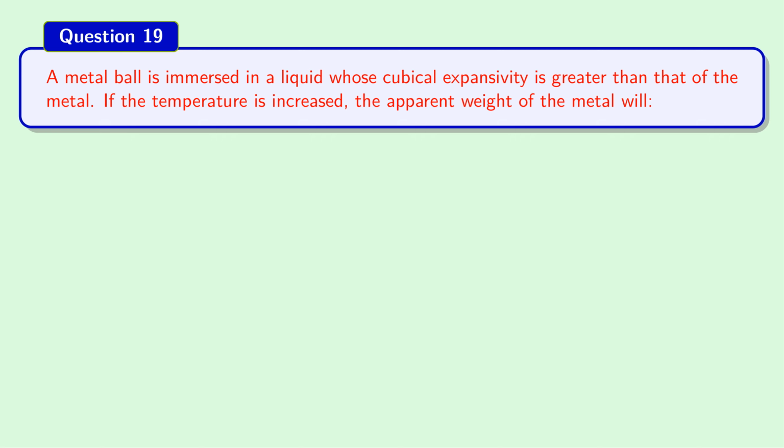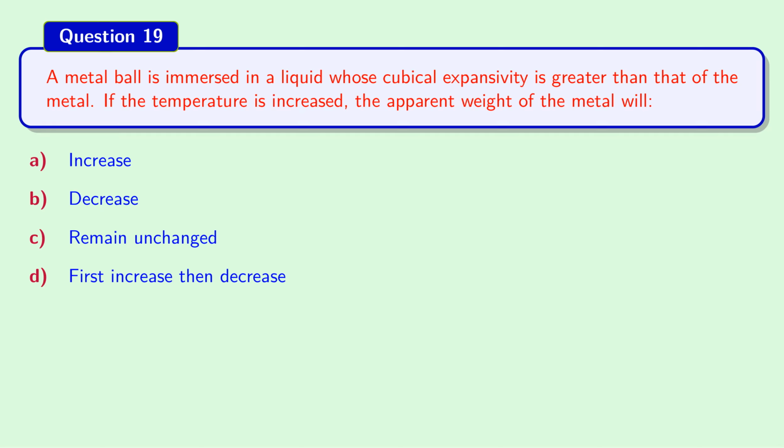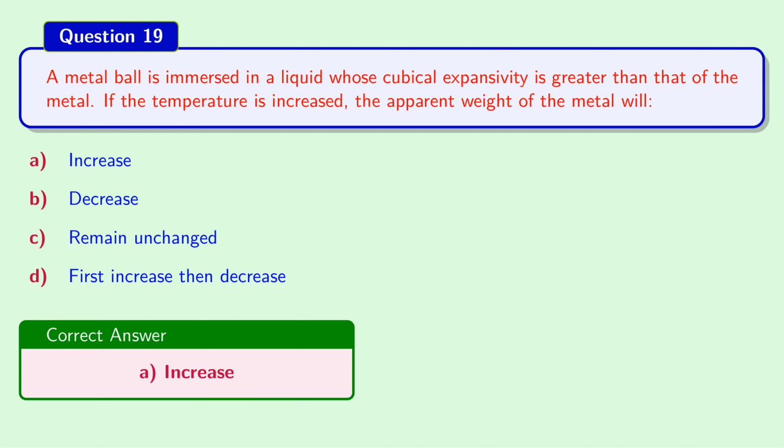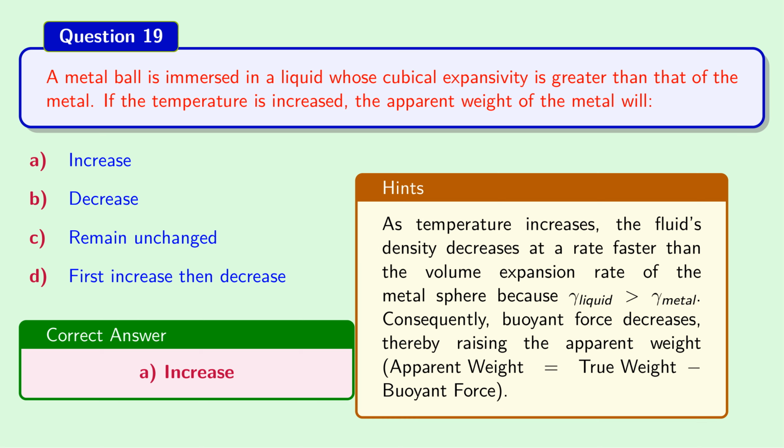Question 19. A metal ball is immersed in a liquid whose cubical expansivity is greater than that of the metal. If the temperature is increased, the apparent weight of the metal will. Here are the four options: A, increase, B, decrease, C, remain unchanged, D, first increase then decrease. Correct answer is option A, increase. Quick tip for this question.